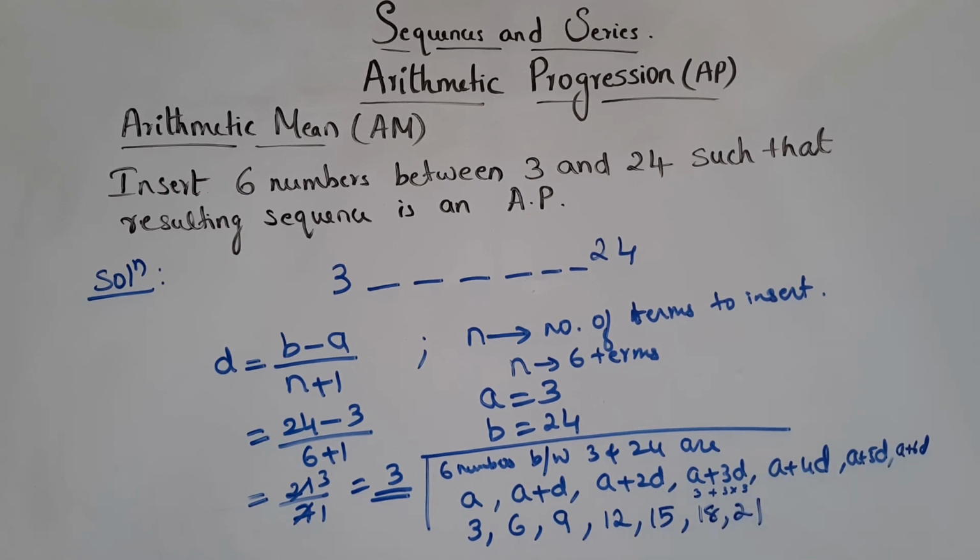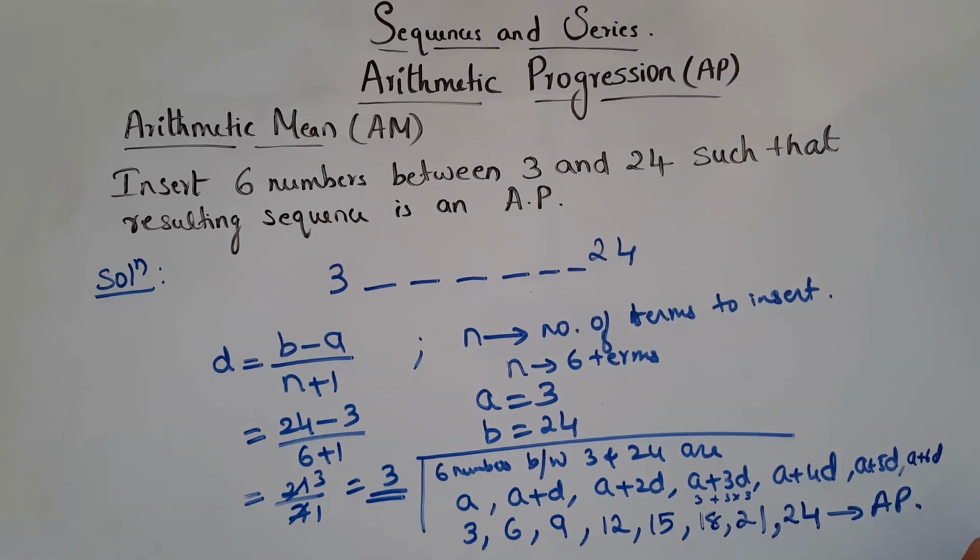So we have to insert 6 numbers, right? 1, 2, 3, 4, 5, 6. And the last number is 24. So this is how we have inserted 6 numbers between 3 and 24, right? So this is in AP. I hope this is clear.